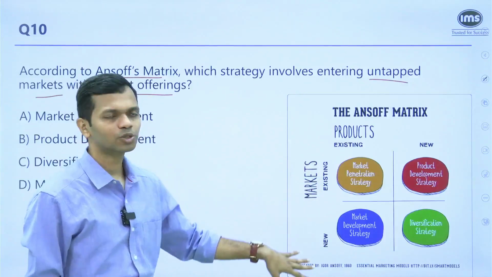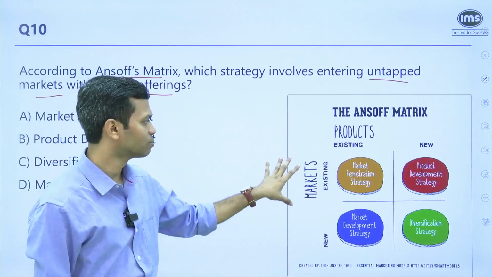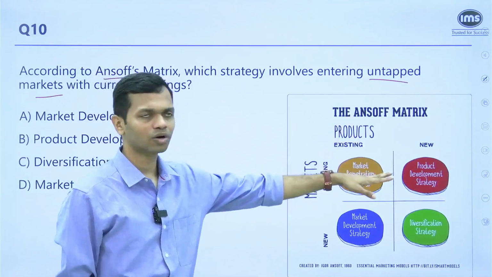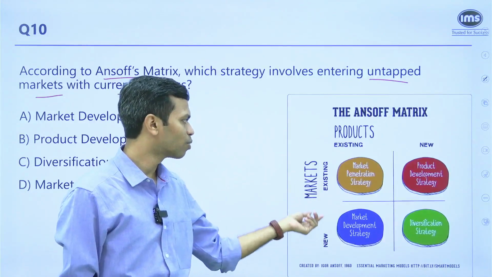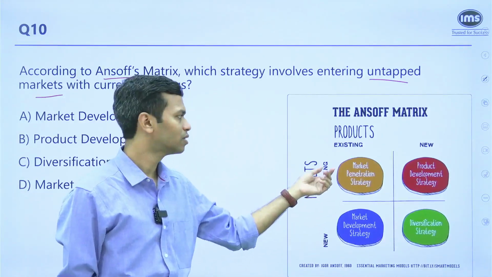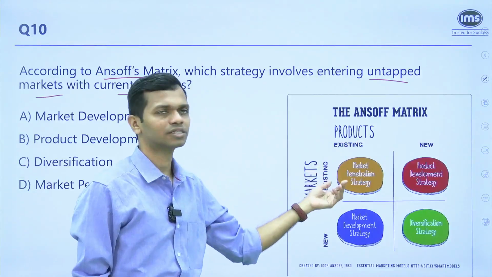Now there are four parts to this figure. I'll just explain what it is. There are markets on this axis, and products on this axis. In each of them there are two parts. There is a new market and an existing market. On the product side, new product and existing products.